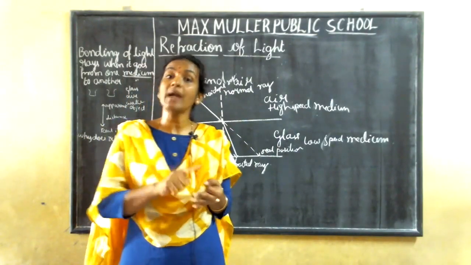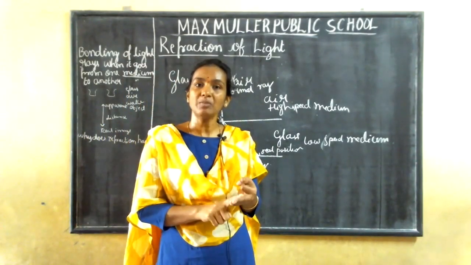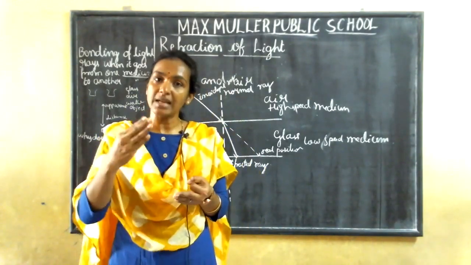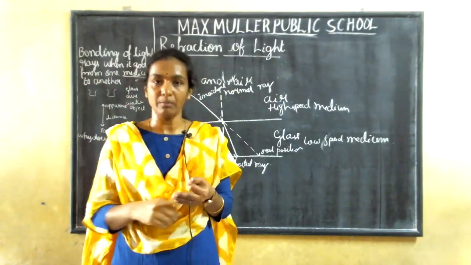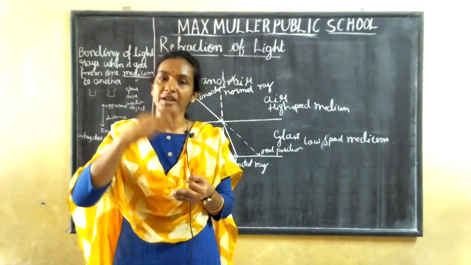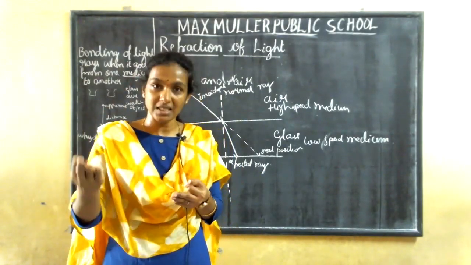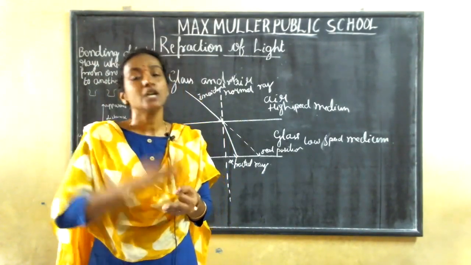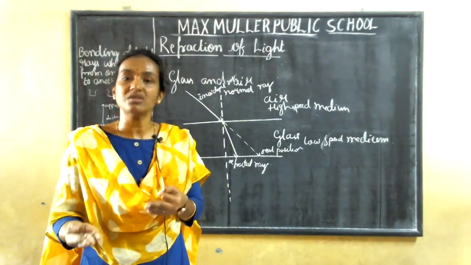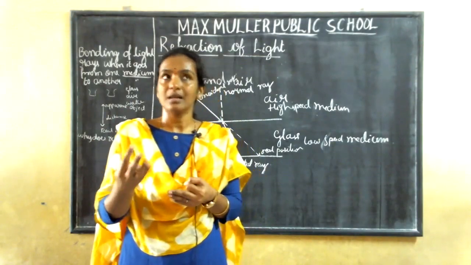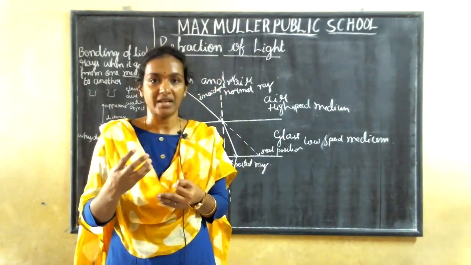Third point, why does it bend? Because the speed of the light ray is different in a different medium. So bending of light rays when it goes from one medium to another medium, that is refraction. What are the mediums here? You can use glass medium, air medium, vacuum.